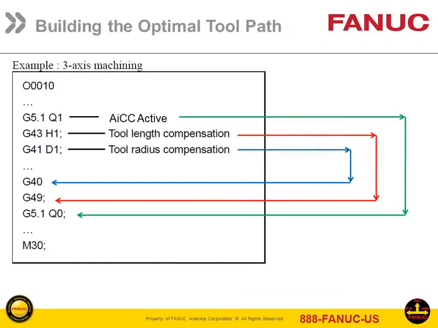And again, just to talk about building the optimal toolpath. This is just showing a 3-axis machining example. We have G5.1 Q1, where it turns on AICC. The G43 calls up your tool length. G41 is tool nose radius compensation, and then you turn it off at the end.